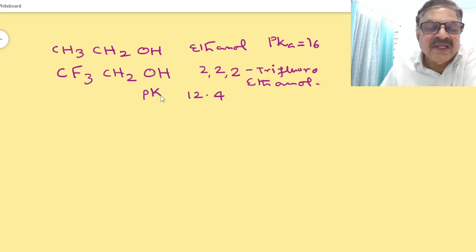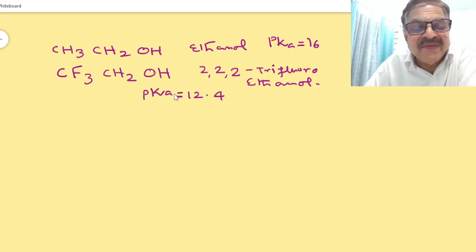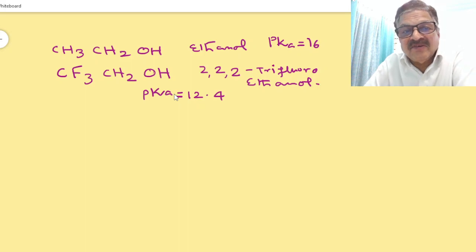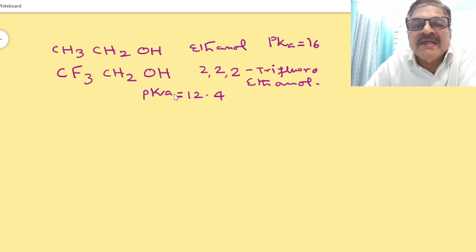Which is more acidic now? The smaller the pKa value, the higher the acidity, that is, the more acidic. Therefore CF3CH2OH is more acidic than ethanol. How will you explain this? Now, the principle here is that this is a stronger acid.